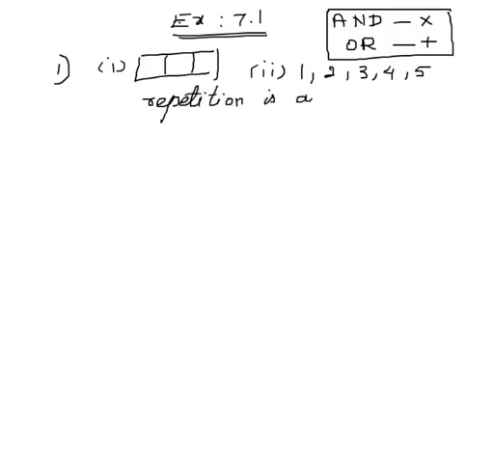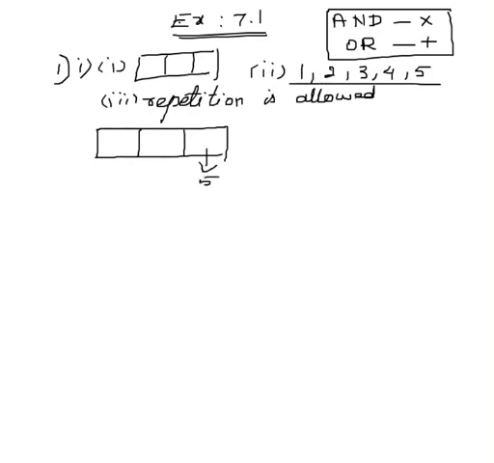Repetition is allowed. This is the third condition given. Now let us use the fundamental principle of counting. We have to form a 3-digit number. So I can fill up the ones place digit in any one of those 5 ways. I can use any one of these 5 digits. And the tens place digit can be filled in with again any one of these 5 ways because repetition is allowed. And the hundreds place digit is also having 5 ways.